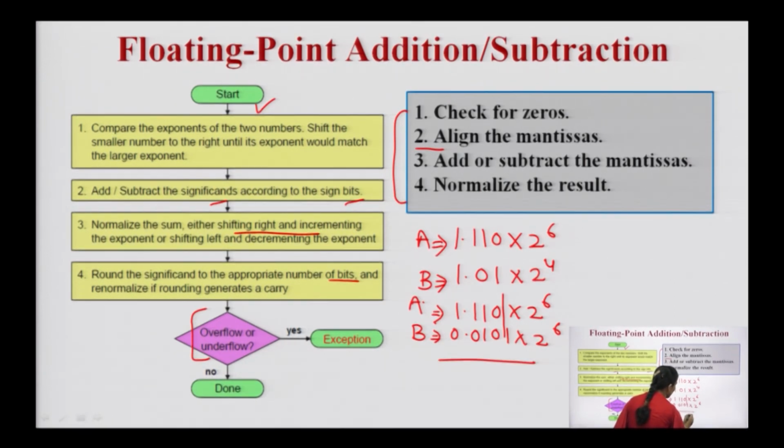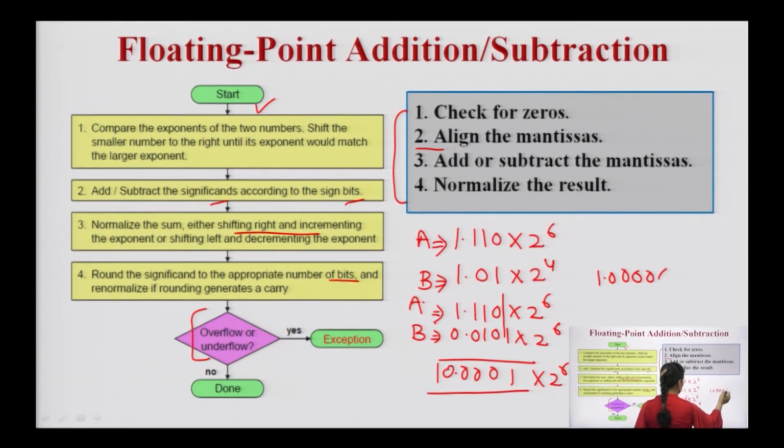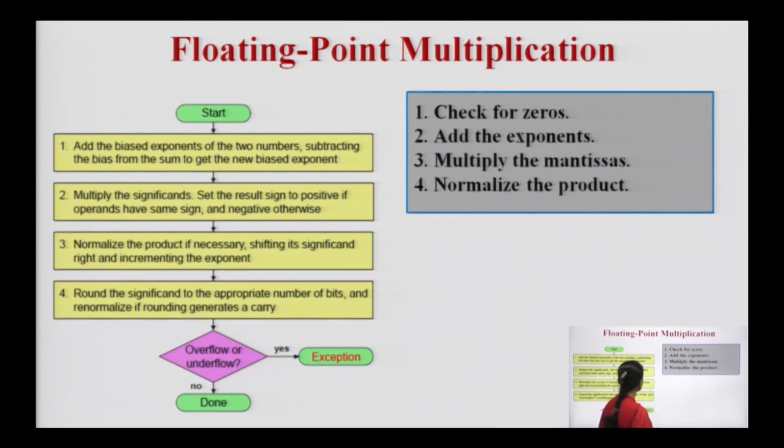Now I will perform the addition operation as given. This I have got after the addition. Now I will do the normalization, and my result will be 1.0001 into 2 to the power 7.